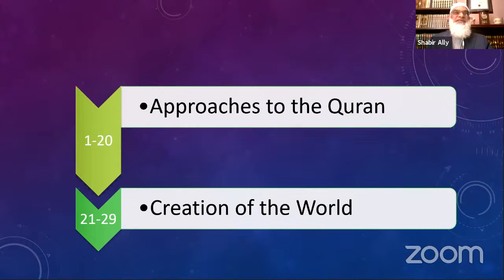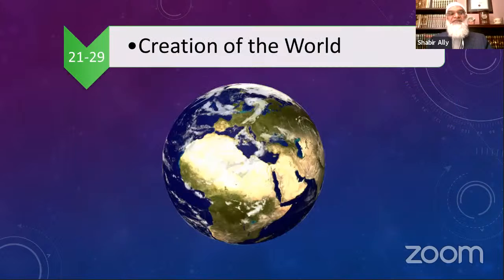Verses 1 to 20 of this chapter dealt with approaches to the Quran, as we summarized it in our own way last week. And now today we're dealing with verses 21 to 29, dealing with the creation of the world. And just to put that in perspective again, that is our focus for tonight. It's the verses 21 to 29 of Surah Al-Baqarah that deal with the creation of the world.